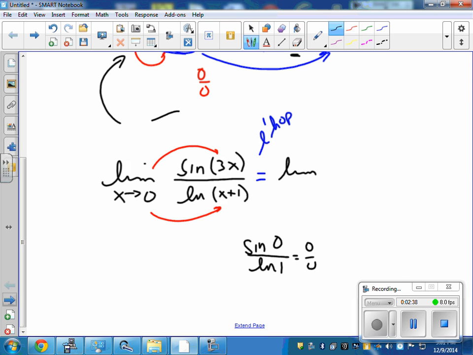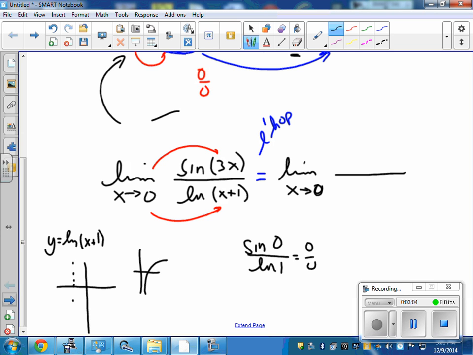Limit still x goes to 0. I was going to say this might be a one-sided limit, but I think these are well defined for x's. Remember, the log of x looks like that, but the log of x plus 1 would be a shift left 1. So the asymptote would be over here. So that's well defined, around 0 anyway. This says x is getting close to 0. And the sine certainly well defined.